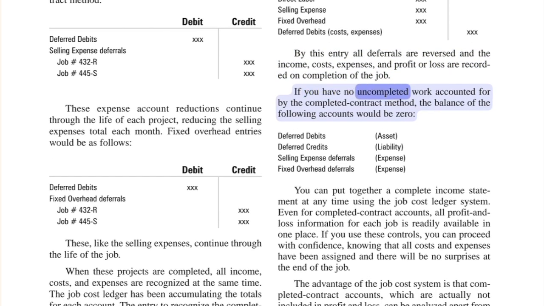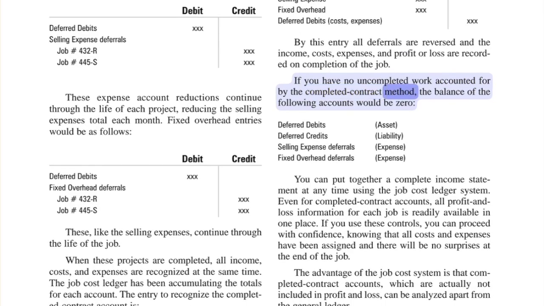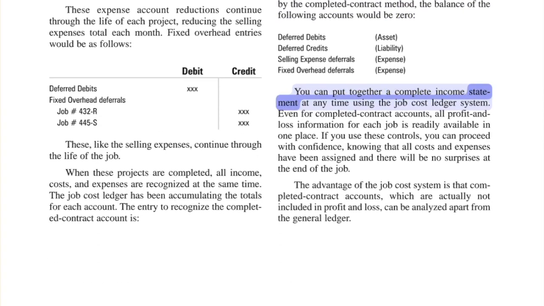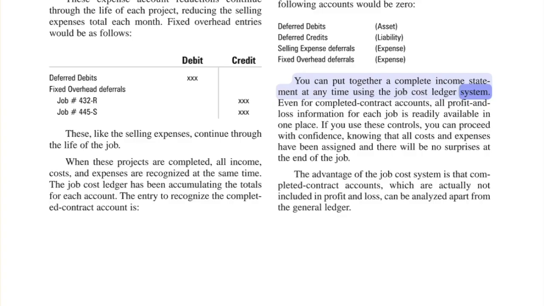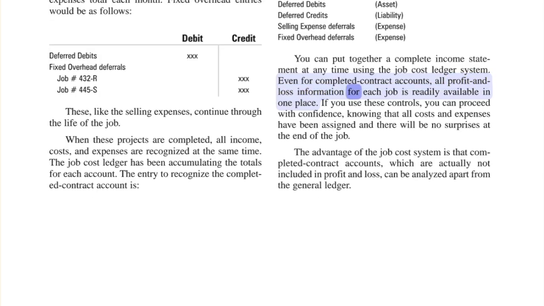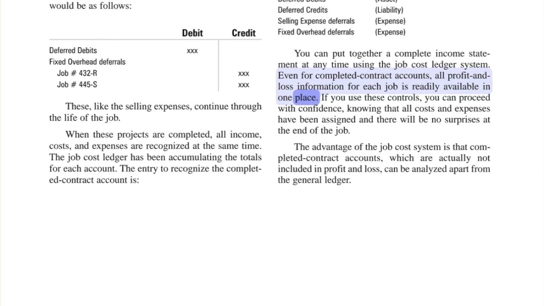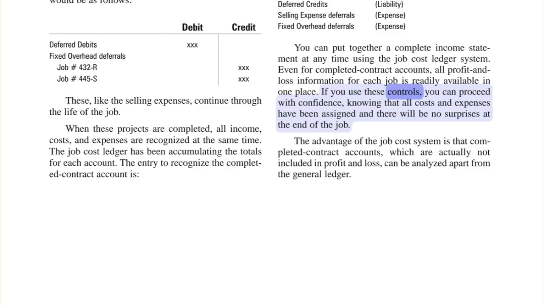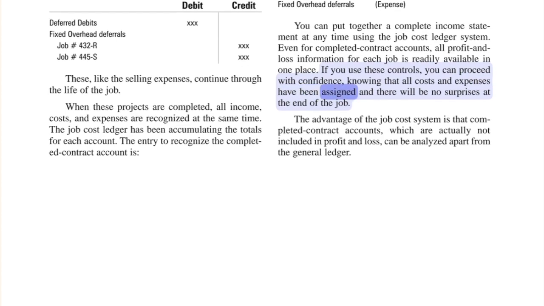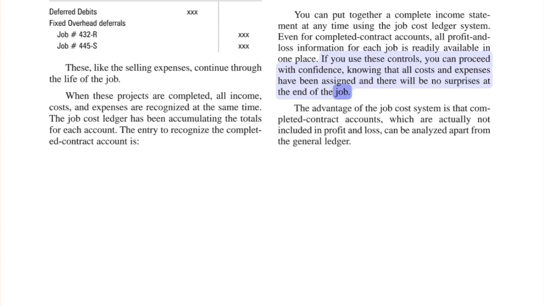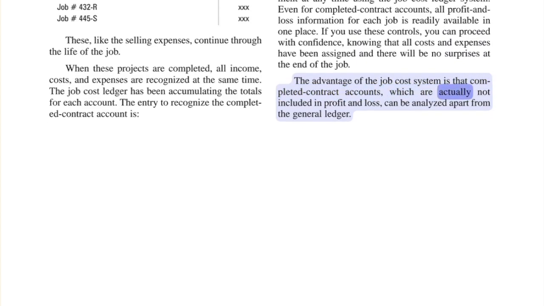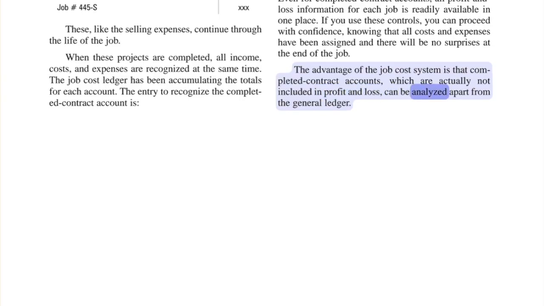If you have no uncompleted work accounted for by the completed contract method, the balance of the following accounts would be zero. You can put together a complete income statement at any time using the job cost ledger system. Even for completed contract accounts, all profit and loss information for each job is readily available in one place. If you use these controls, you can proceed with confidence, knowing that all costs and expenses have been assigned and there will be no surprises at the end of the job. The advantage of the job cost system is that completed contract accounts, which are actually not included in profit and loss, can be analyzed apart from the general ledger.